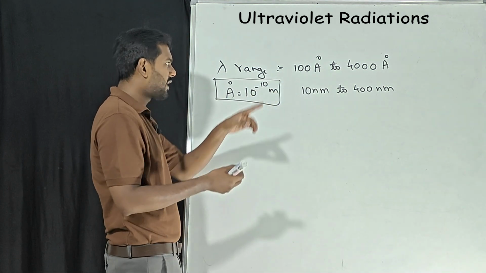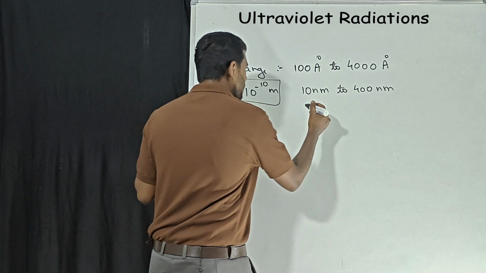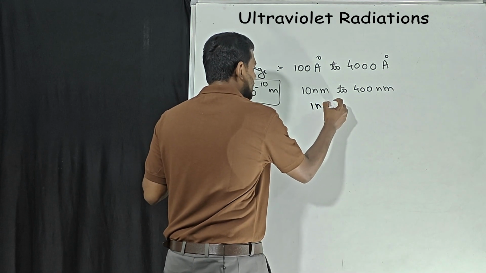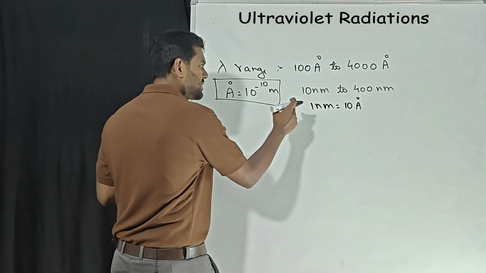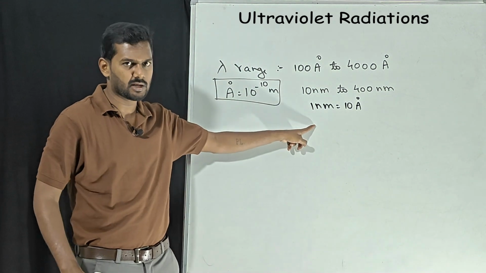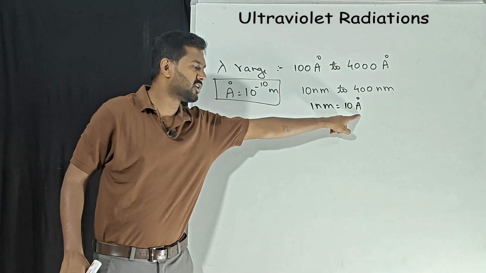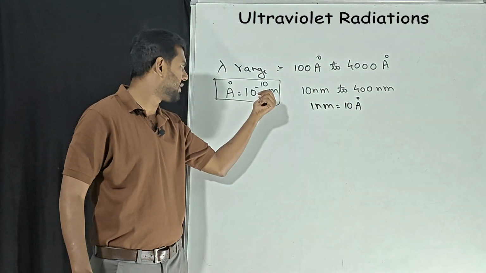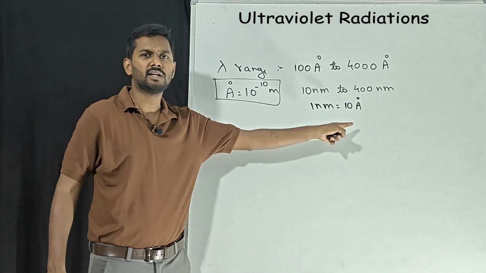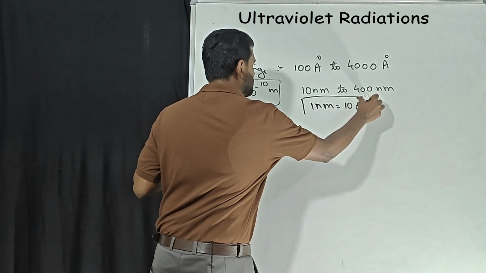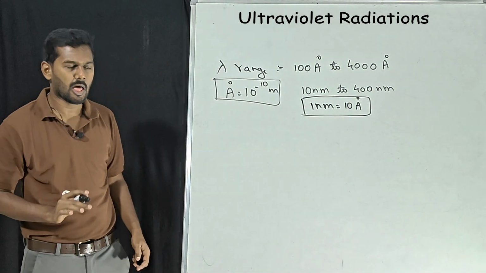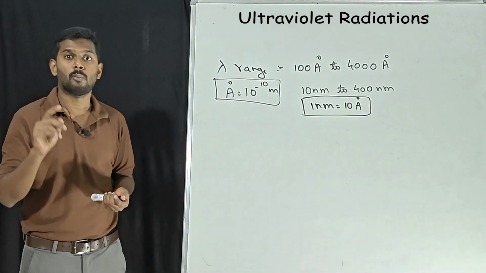If you compare it properly, then you will get 1 nanometer is equal to 10 Angstrom. 1 nanometer is 10 power minus 9 meter, correct? Angstrom is 10 power minus 10 meter. So into 10 you will get the 10 power minus 9 only. So this relation also you should know. Conversions, that's it. Now we'll go to the properties.